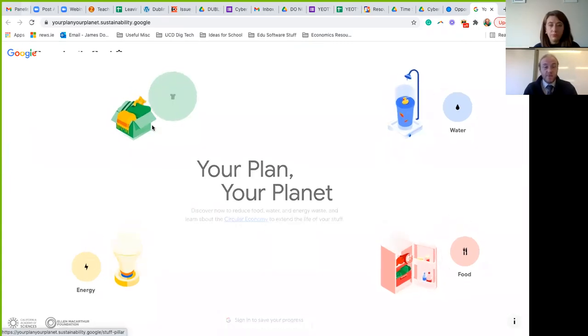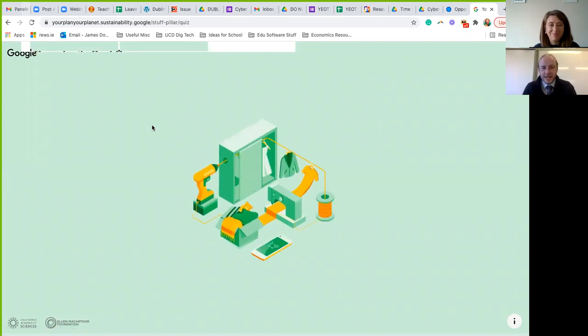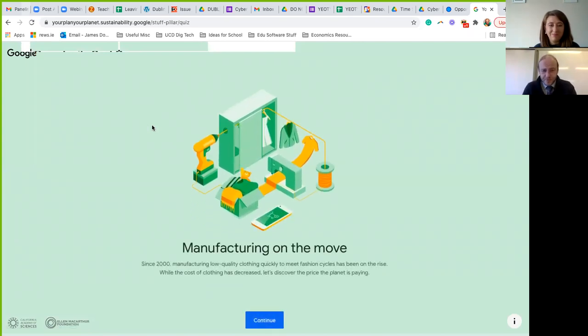We'll go with stuff, because we all love stuff. Who doesn't like a bit of stuff? We learn some lovely bits of random facts, and this is somewhat self-guided as well. Since 2000, manufacturing low quality clothing quickly to meet fashion cycles has been on the rise, whilst the cost of clothing has decreased. Let's discover the cost the price is paying.